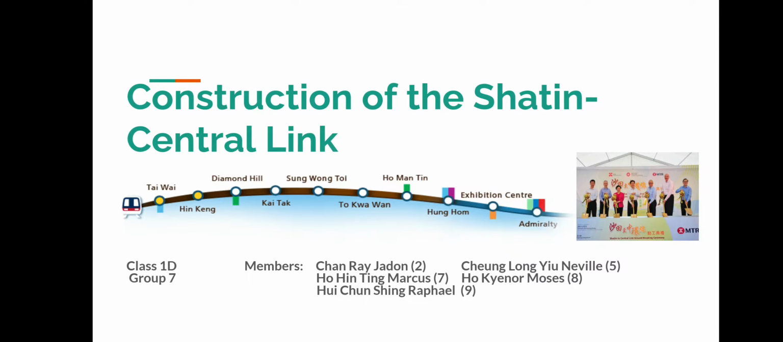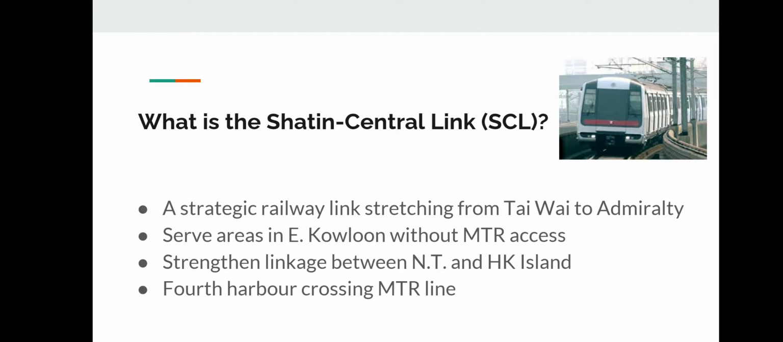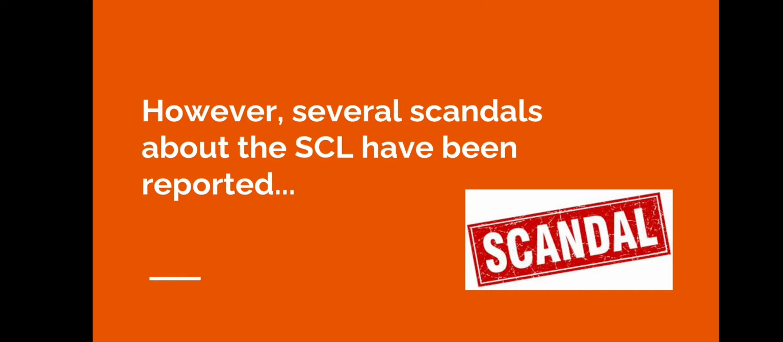Class 1D, and our topic is the construction of the Shatin Central Link. Project Introduction. What is the Shatin Central Link? It is a strategic railway link stretching from Taiwan to Admiralty. It serves areas in East Kowloon without NTR access. It strengthens linkage between New Territories and Hong Kong Island. It is also the fourth harbour crossing NTR line.